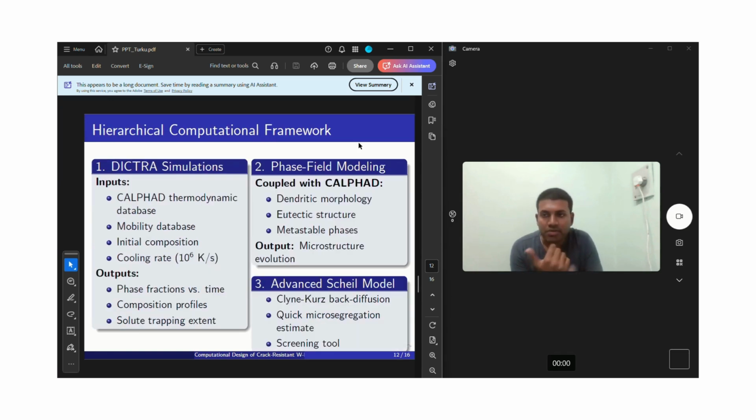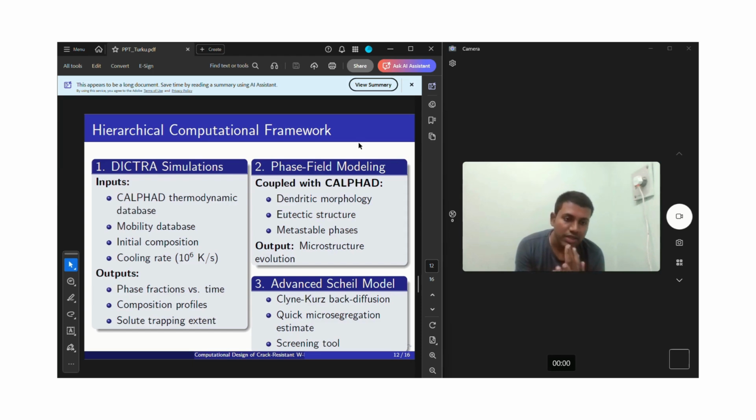The hierarchical computational framework can be stated as follows: the DICTRA simulations, or diffusion-controlled transformations. This is the most direct method, coupling the CALPHAD thermodynamic database with a database of atomic mobilities. The inputs include the alloy composition, thermodynamic and mobility databases, and imposed cooling rates. We get as outputs the phase fractions versus time, composition profiles, prediction of solute trapping, and the degree of supersaturation in the primary phase. The effective non-equilibrium solidus temperature.